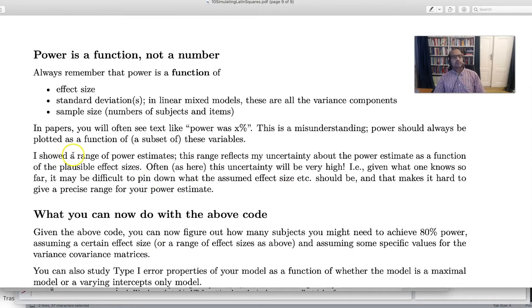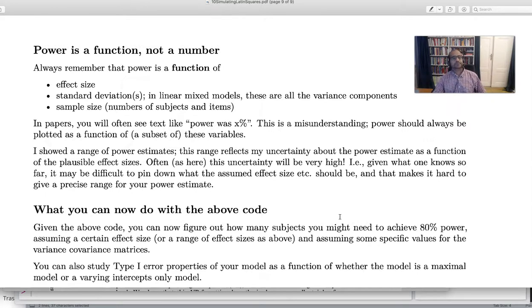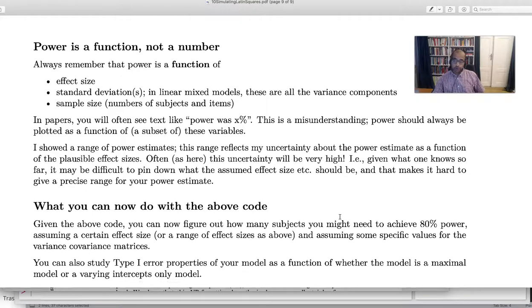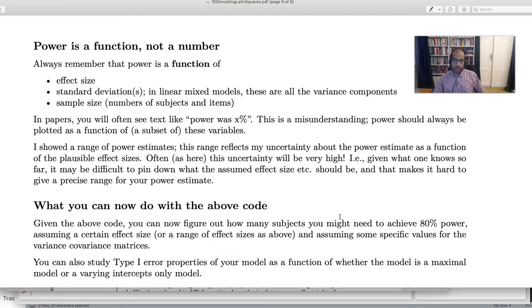So what I did here was I gave you a simple range of power estimates for different effect sizes, right? So you could now generalize this code for a range of effect sizes, or plausible effect sizes. You could compute power, right? And that's what you should do when you're studying the power properties of your design.